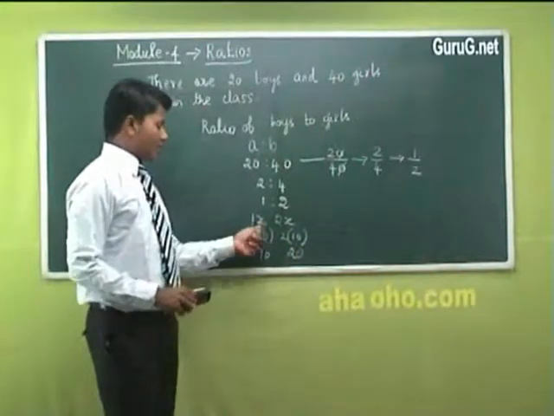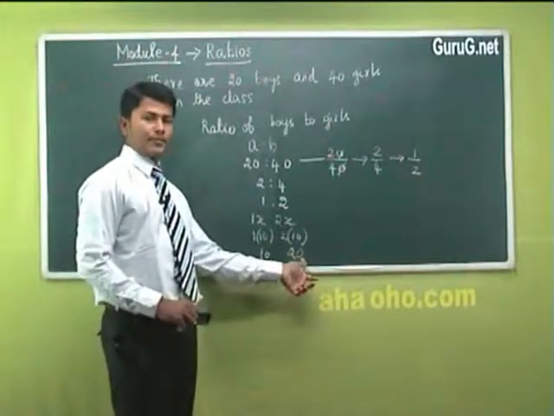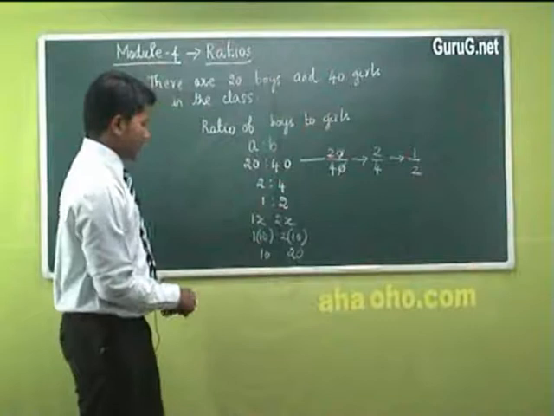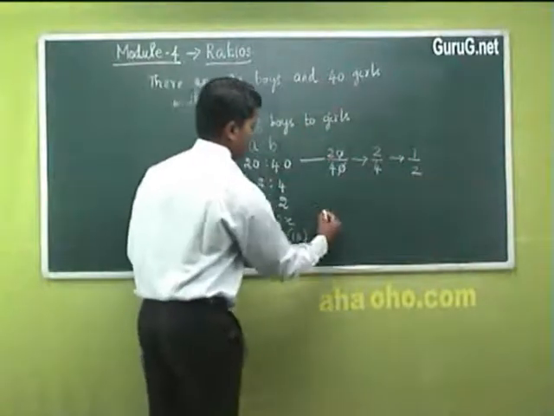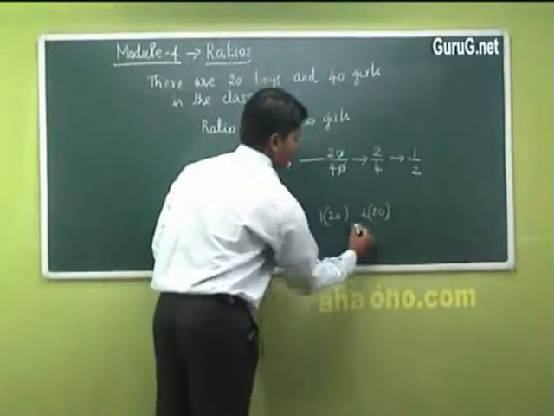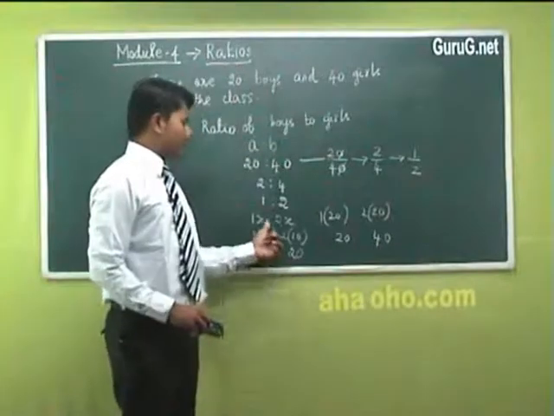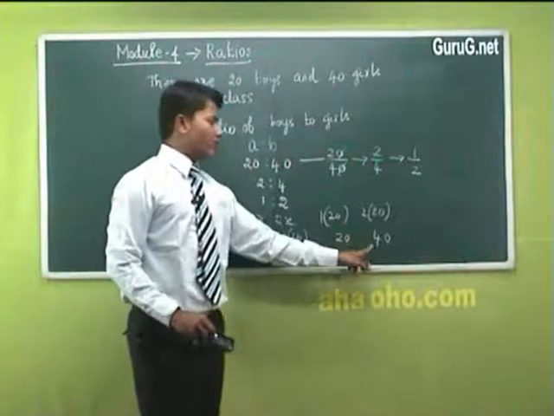If x is 10, then the number of boys will be 10 and the number of girls will be 20. If x is, say, 20, then the number of boys will be 20 and the number of girls will be 40.